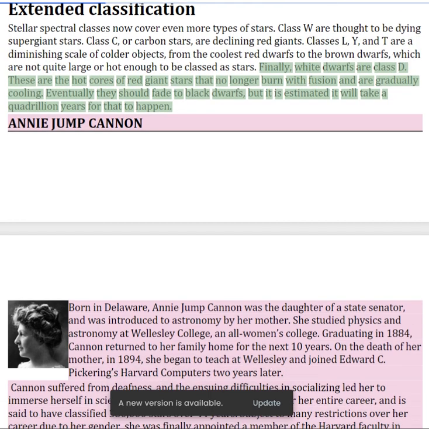Finally, white dwarfs are Class D. These are the hot cores of red giant stars that no longer burn with fusion and are gradually cooling. Eventually they should fade to black dwarfs, but it is estimated it will take a quadrillion years for that to happen.